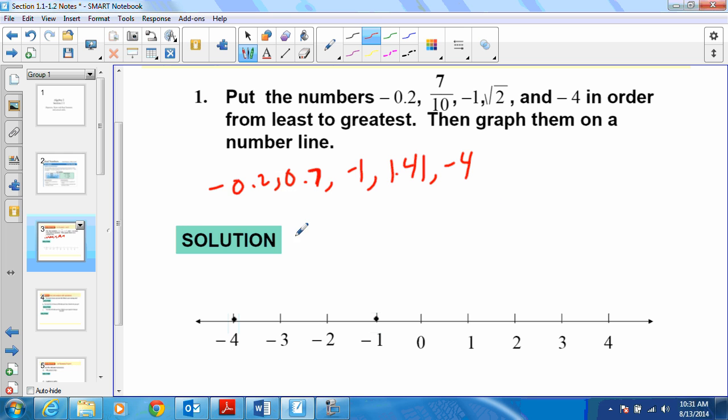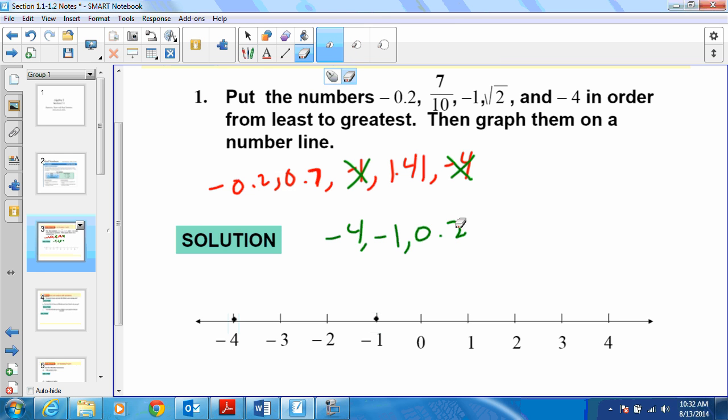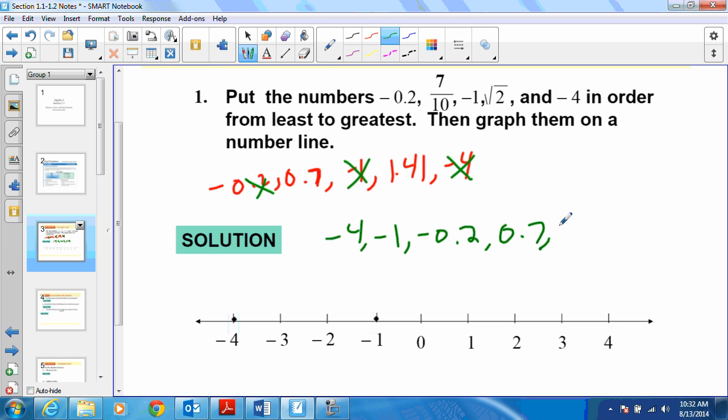If we put that from least to greatest, the smallest number is going to be, actually, sorry, let me check that. The smallest number is going to be -4. Then -1, then -0.2. Then we get to positive numbers. What's bigger? 0.7, and then 1.41.